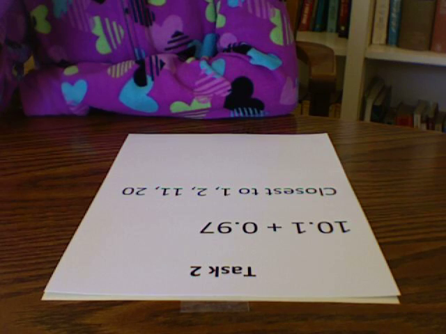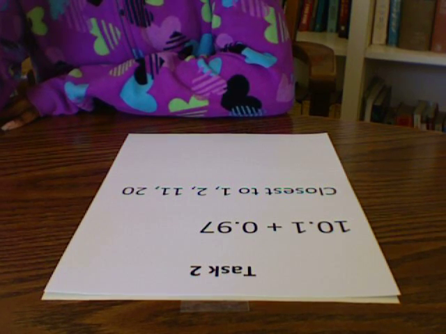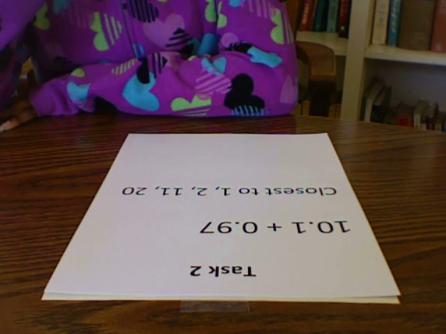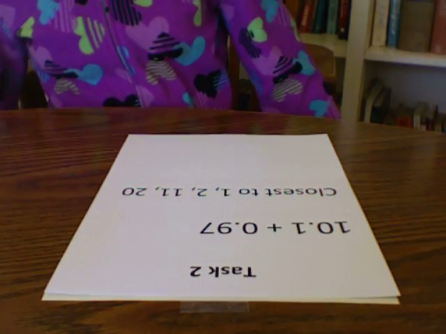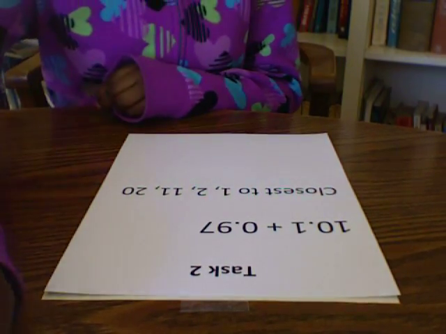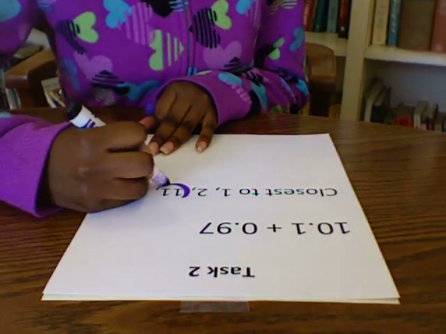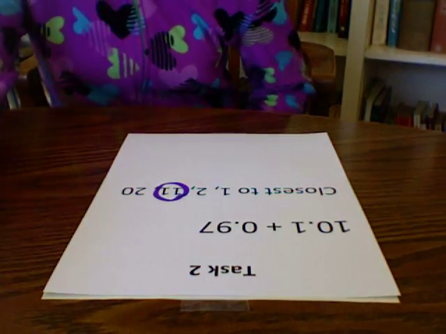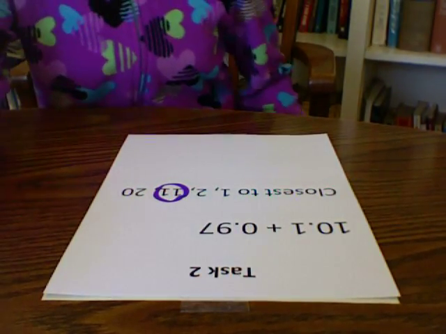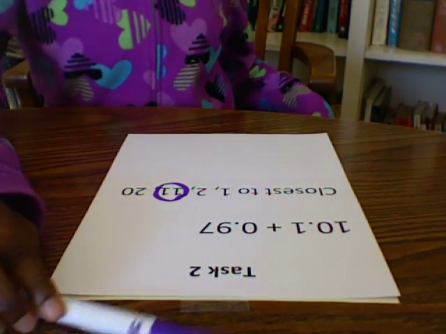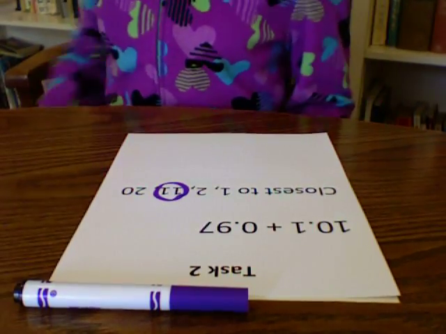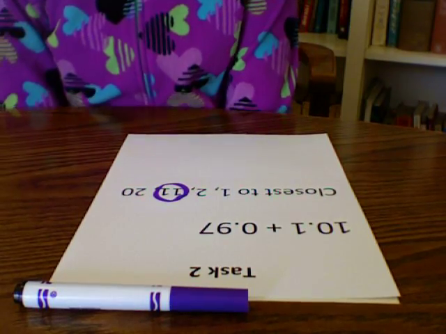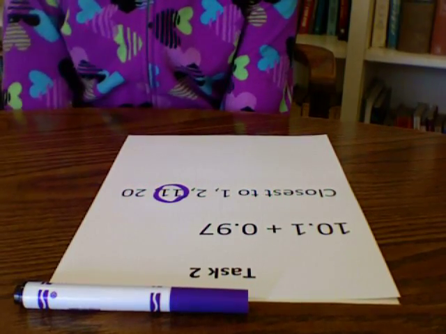Would they be closest to 1? Closest to 2? Closest to 11? Or closest to 20? Closer to 11. Okay, can you circle that for me? And tell me why you chose 11. I guessed. You guessed. Go ahead. I don't actually know, but I would say if I could add them together, it wouldn't be too small or too big. Okay, how do you know that?